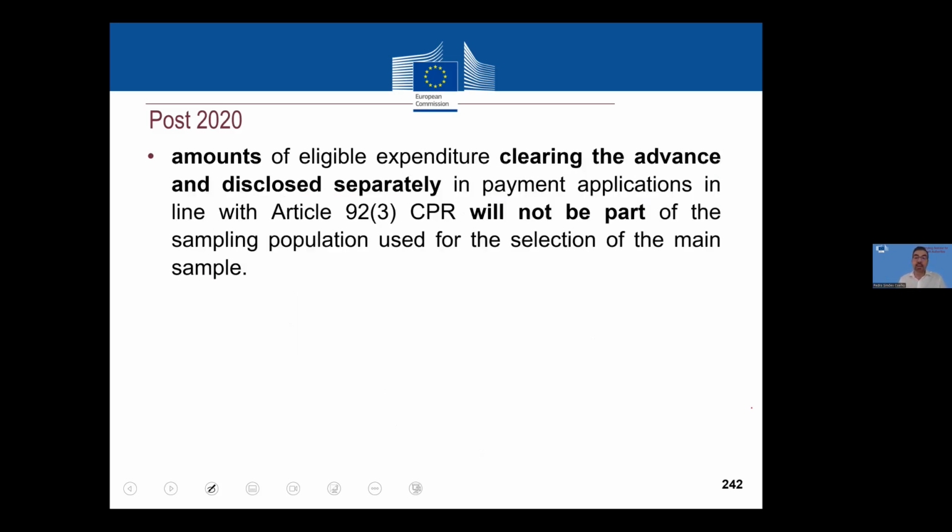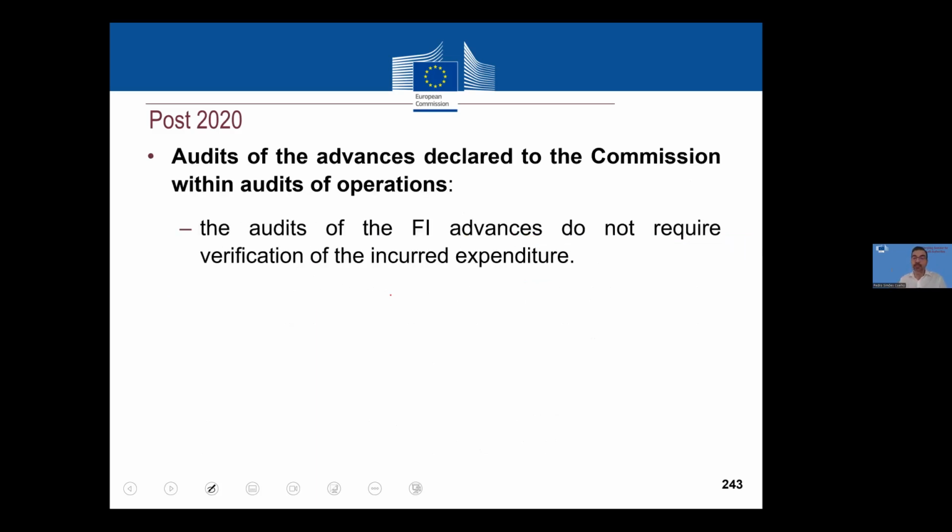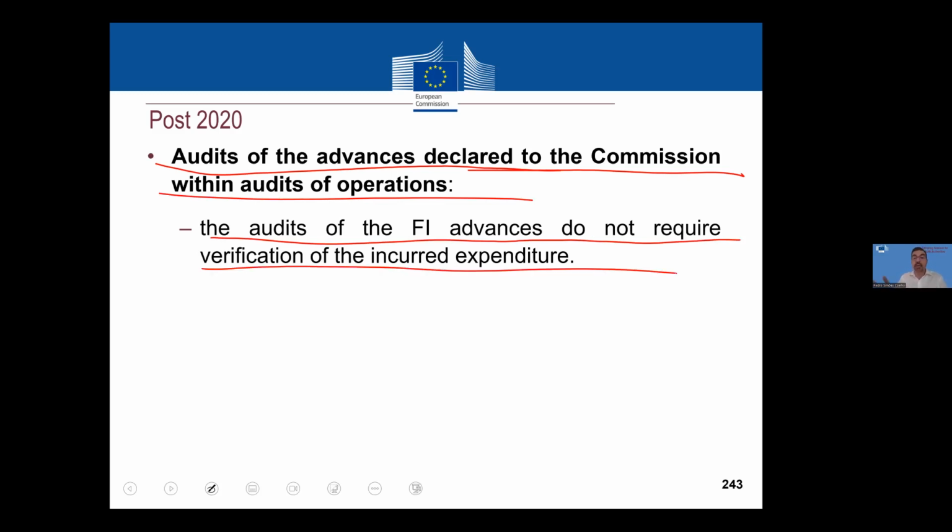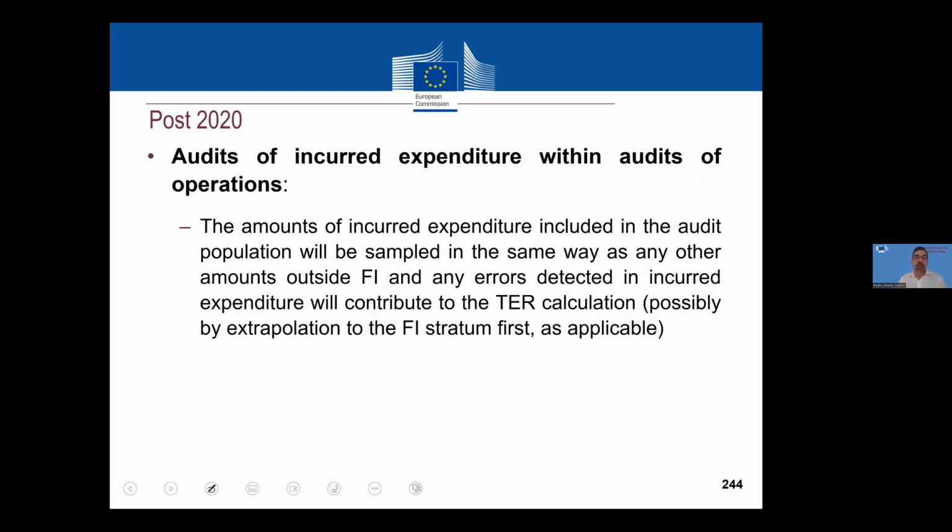The amounts of eligible expenditure clearing the advance and that are disclosed separately in payment applications will not be part of the sampling population used for the selection of the main sample. This is also an important thing. Now, what else can we tell you for the post-2020? That the audits of the advances declared to the Commission within the audit of operations, well, that the audits of the financial instrument advances do not require verification of incurred expenditure at all.